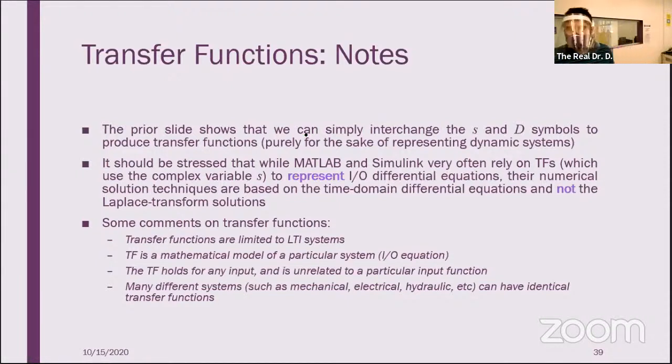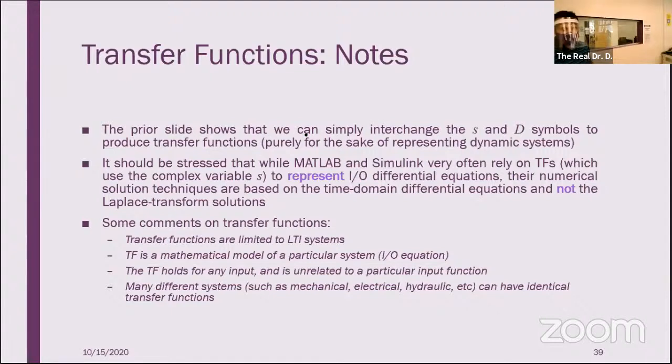A transfer function is a mathematical model of a particular system's input-output equation. So the ratio of output to input is not the same for all systems. Each system has to be done differently. This is not something that we can tabulate. It is very dependent on the system that we're analyzing.